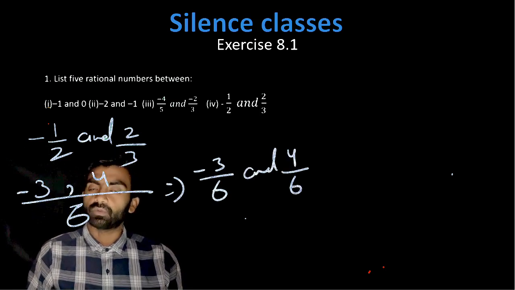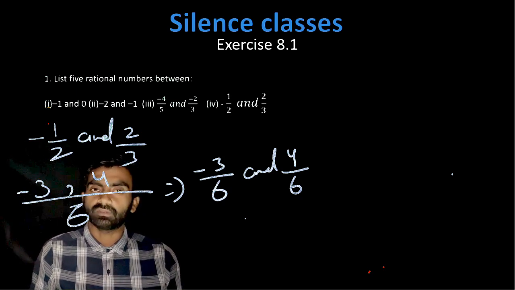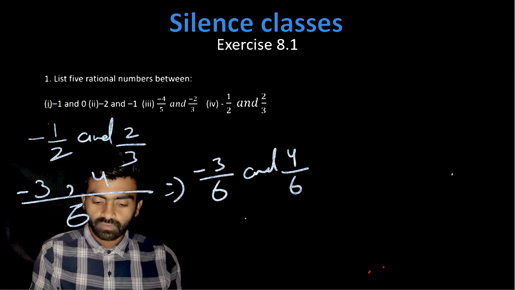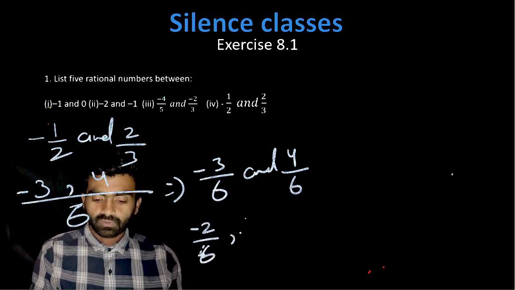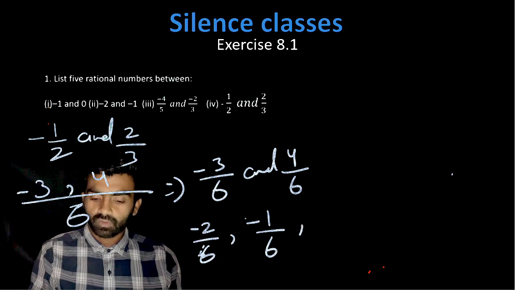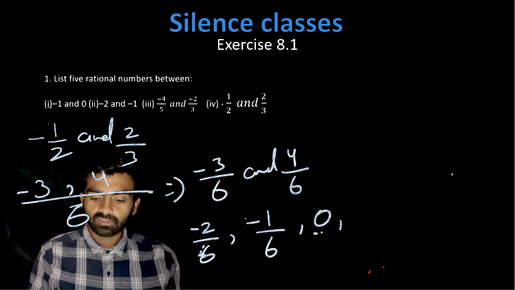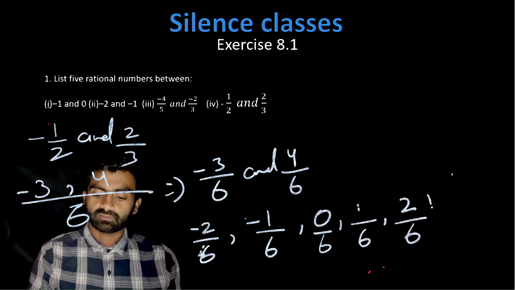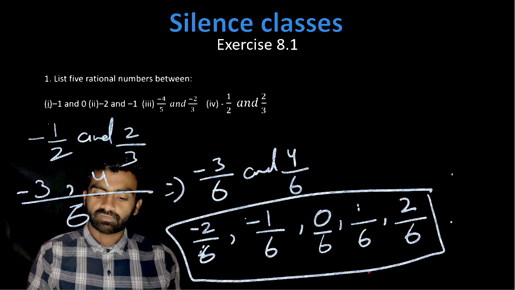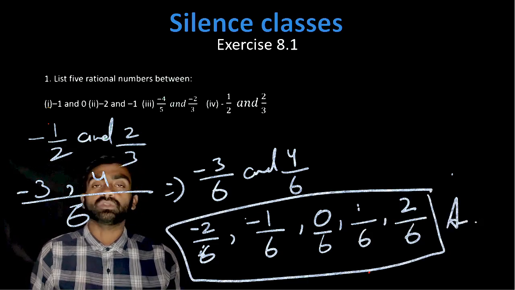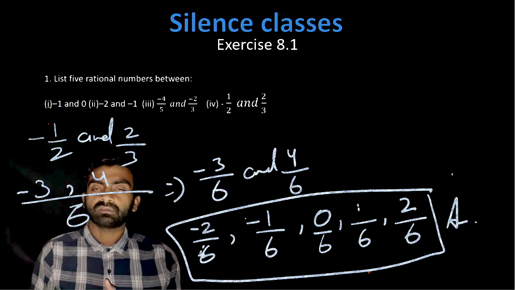Between minus 3 and 4, we can easily find 5 numbers. So we can write minus 2 upon 6, minus 1 upon 6, then 0 upon 6, which becomes 0 only, and then 1 upon 6 and 2 upon 6. These are the 5 rational numbers between these two numbers. I hope you guys understood.